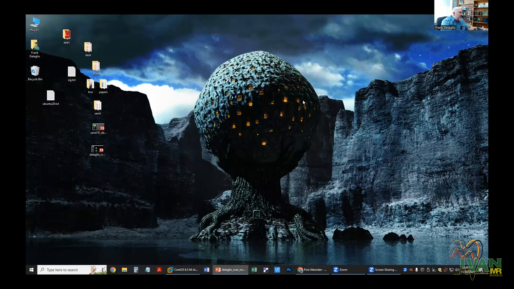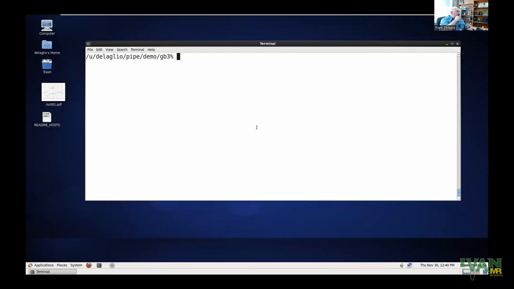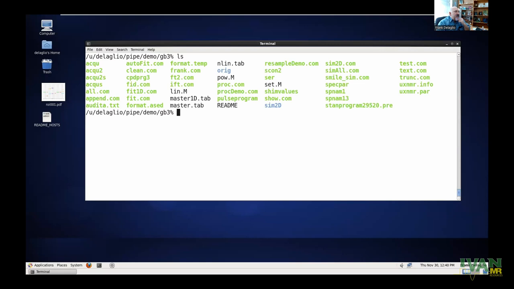Okay, so I'm going to start by looking at a two-dimensional proton nitrogen experiment on a small protein. And as we mentioned, every stage of conversion and processing is performed with a Unix shell script that does the work. And so we usually use one graphical interface to create the script that converts raw data from the spectrometer into NMRPipe format, and then other tools to generate processing scripts that will convert that data into a spectrum.